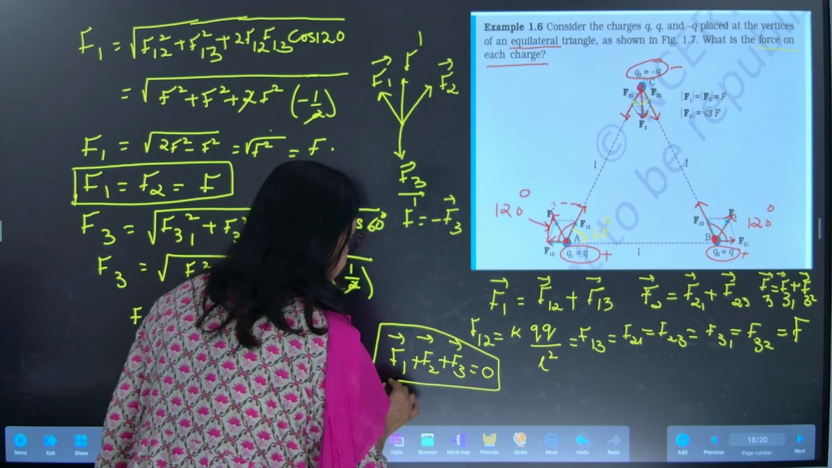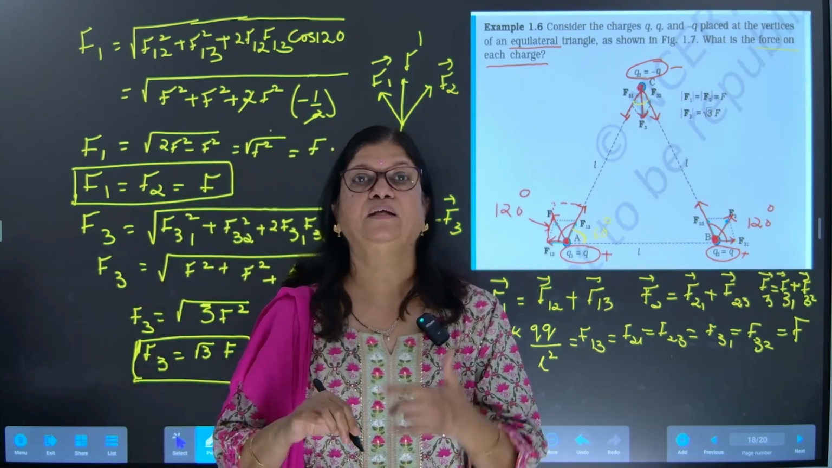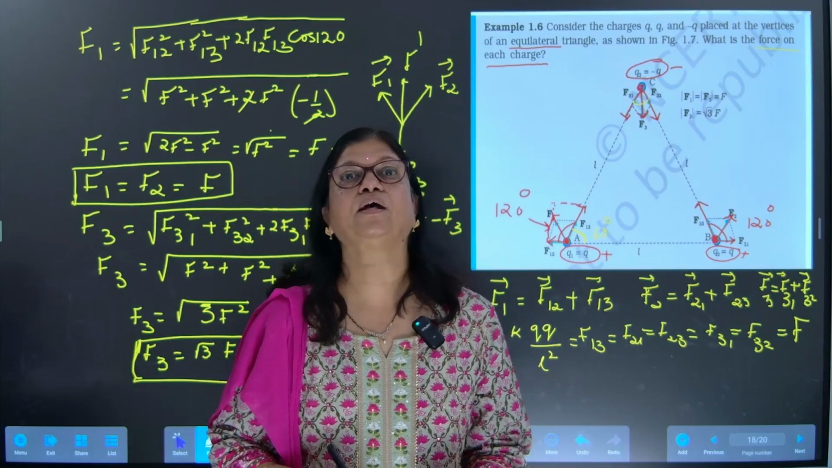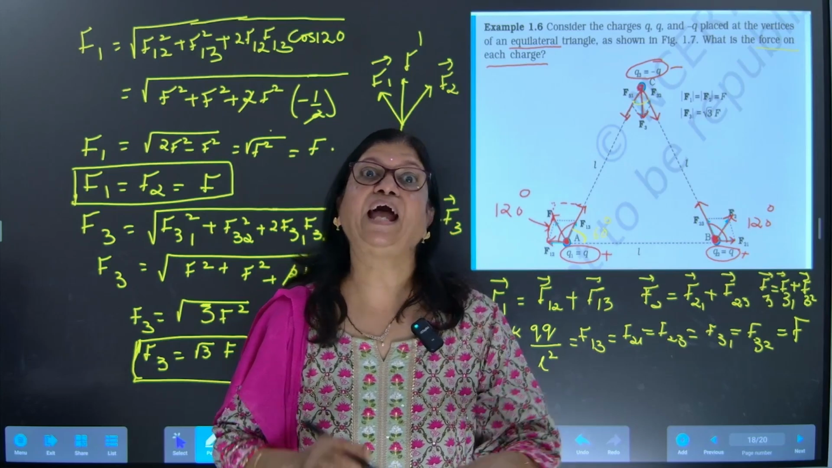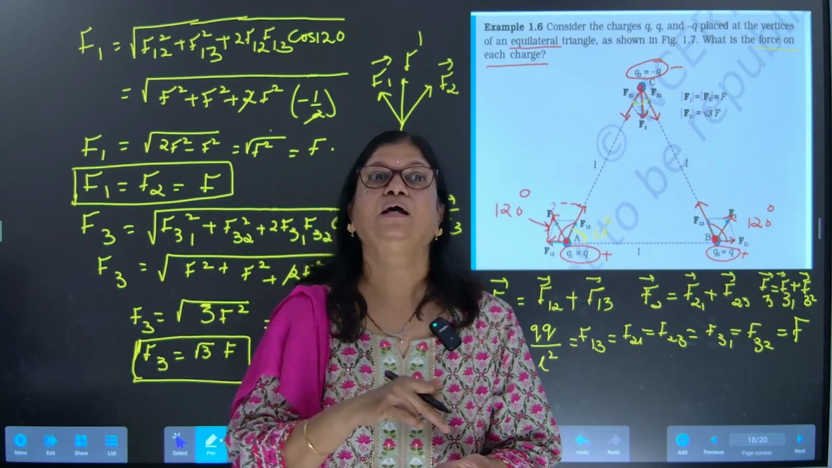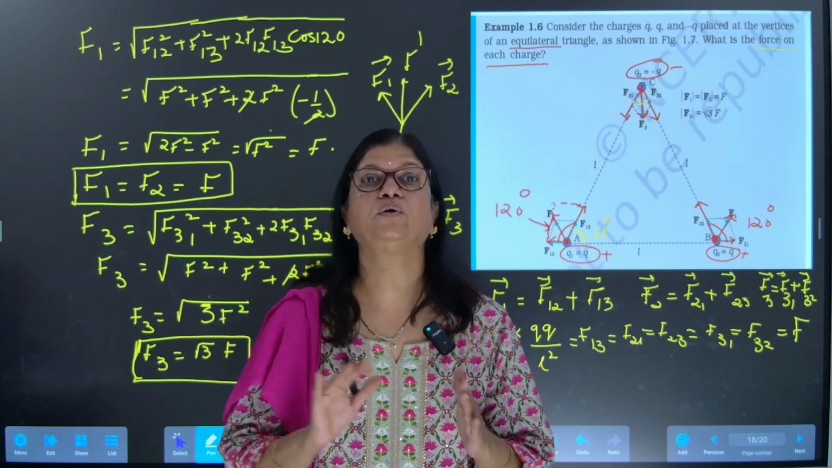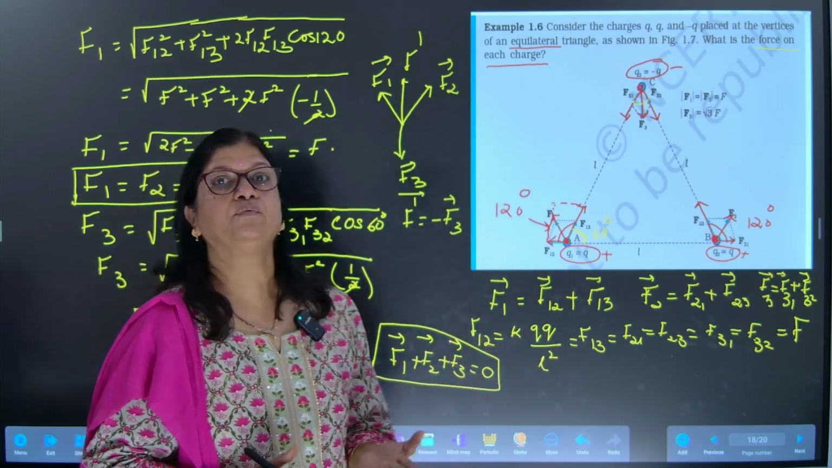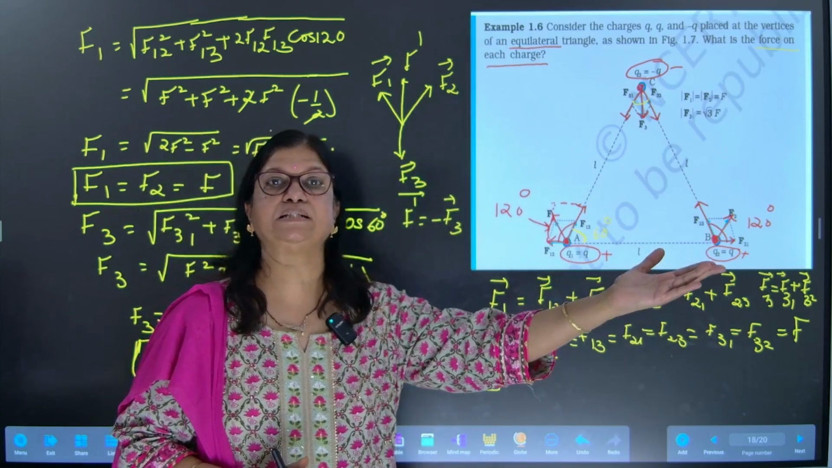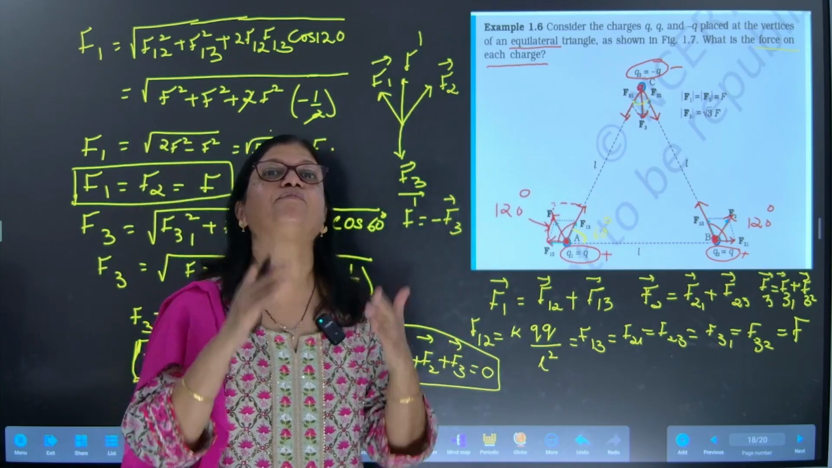I hope you have understood that when there are multiple forces acting on a body, you just take two, two as a pair, use the parallelogram law, find out the resultant and add those resultants again. That is the way of finding out the forces acting on a system or on a charge. So the force acting on the system of these three charges is 0. This question is not asked, but we can do it as a self question.